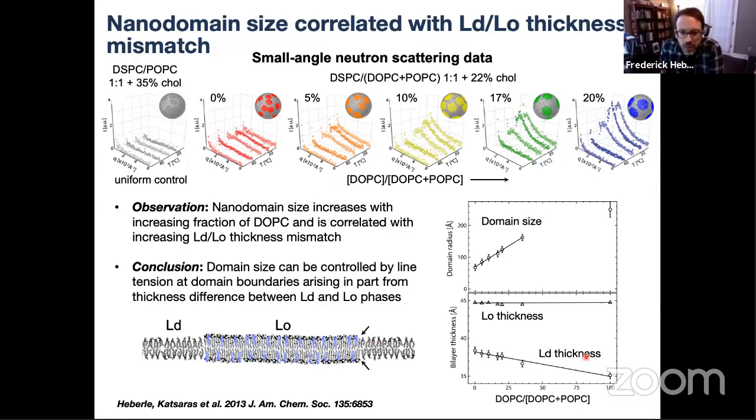Okay, so everything I've told you up to this point is background information for the EM studies that I'm about to describe for you. A couple of years ago, I started talking to Ilya and Neil about using cryo-EM to image membrane domains.